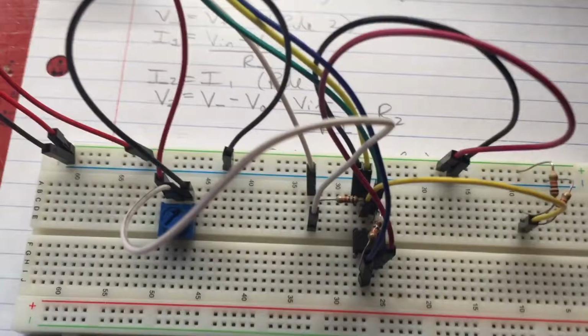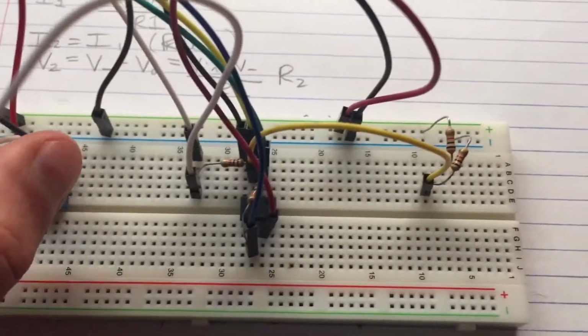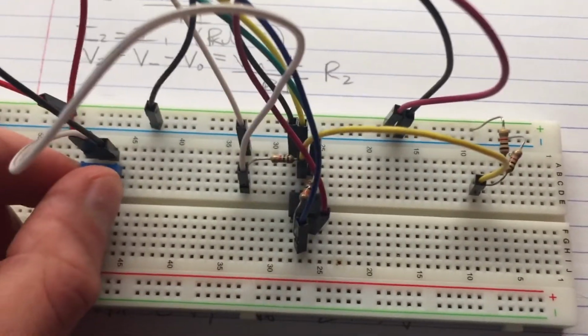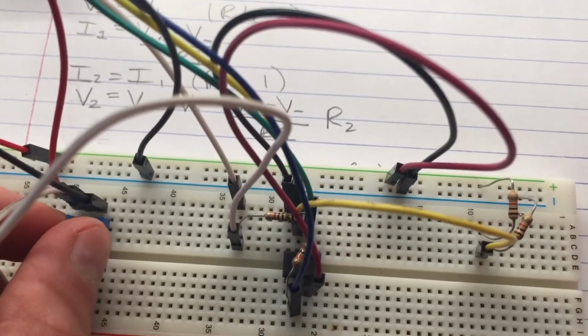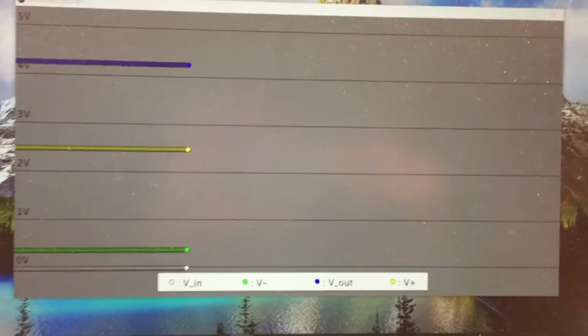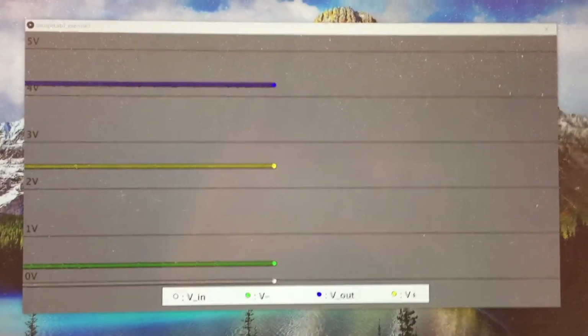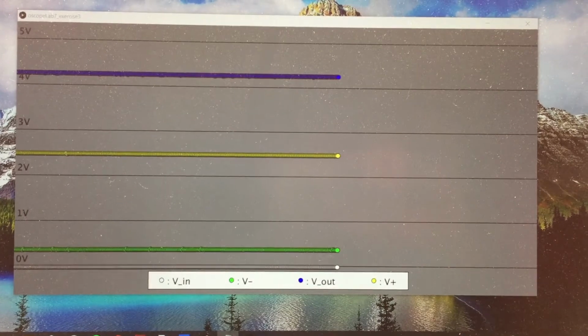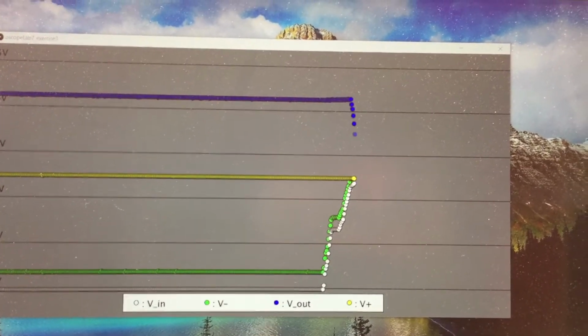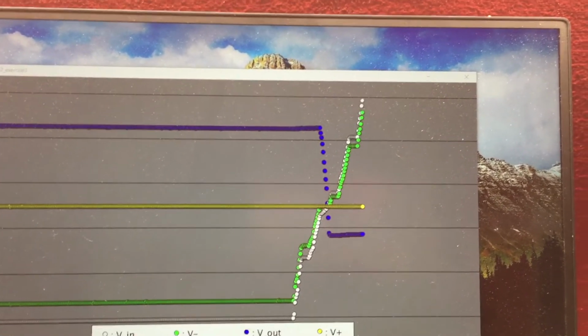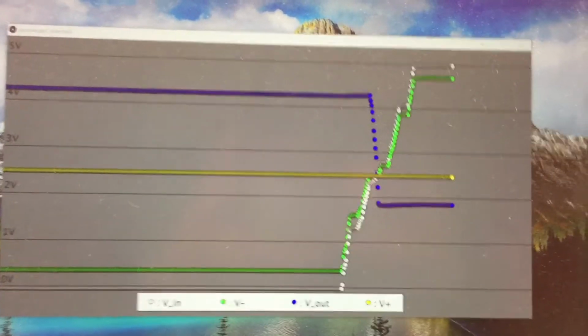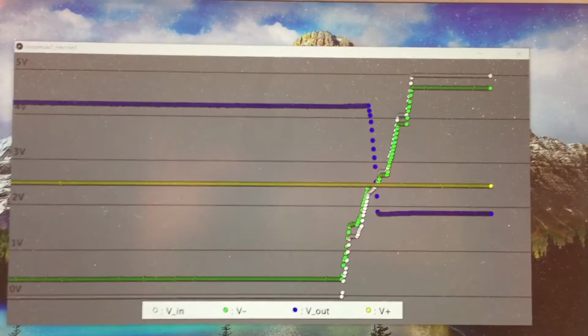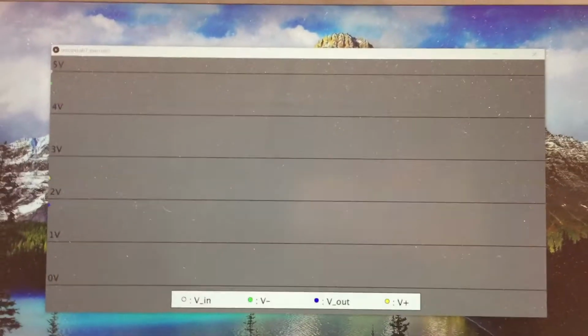Looking at the circuit again, I can vary the input between 0 and 5 volts using the potentiometer. And again, I can examine the behavior in Processing. The input here is shown in white, and the output is shown in blue. As I increase the input from 0 volts to 5 volts, you can see that the output is clipped and plateaued at between 4.3 and 1.8 volts.